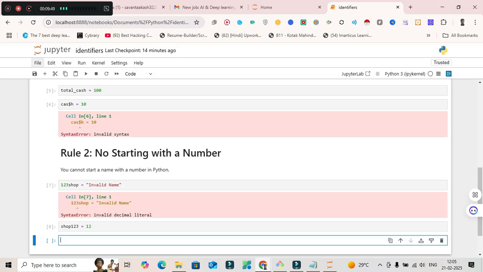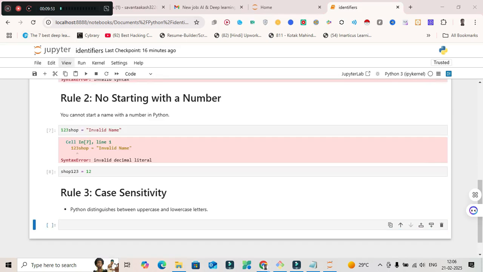So in rule number 3, we're going to dive into case sensitivity. Python distinguishes between upper and lower case very differently. That is what this particular rule is all about. Let's say I'm writing one identifier in capital letters and another identifier in lowercase letters, it treats them very differently. So let's dive into it.